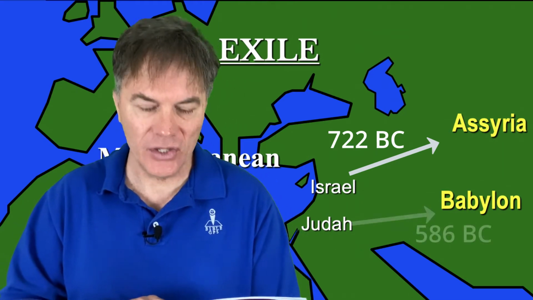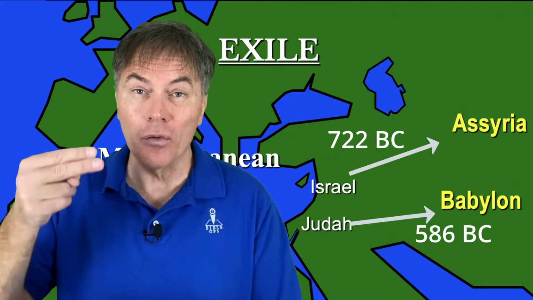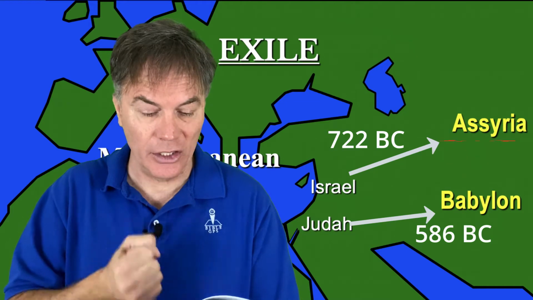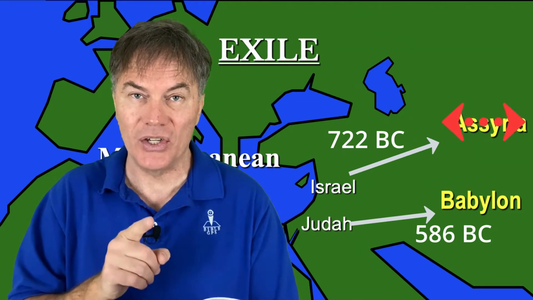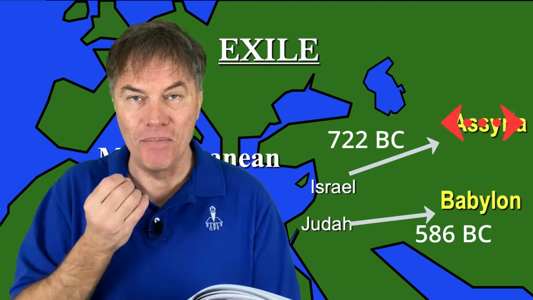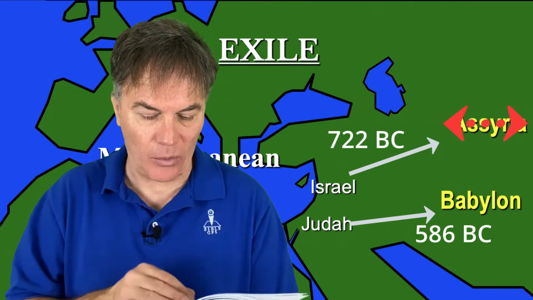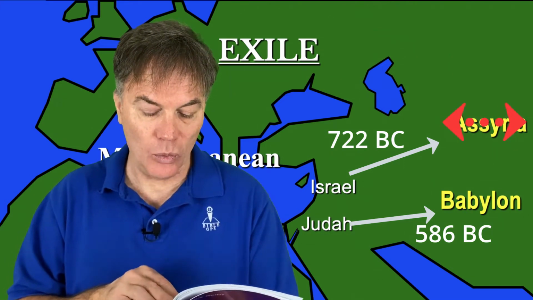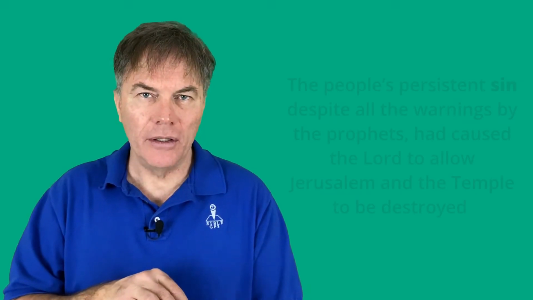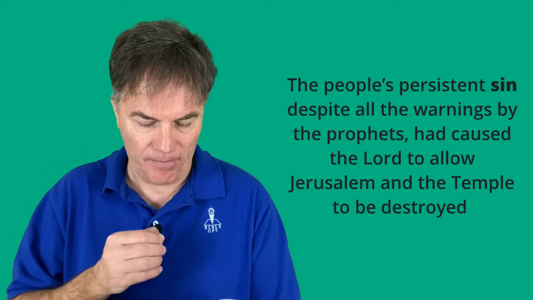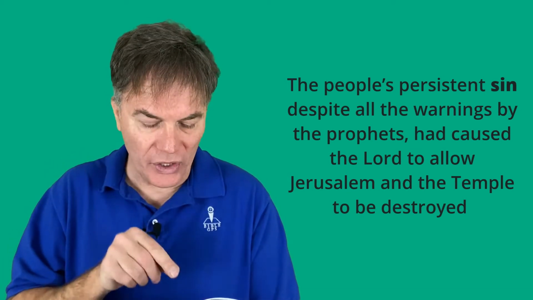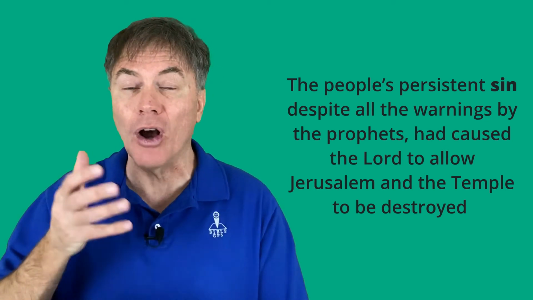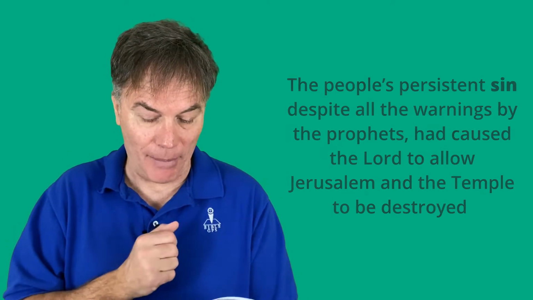Then in 586, you see the end of the southern kingdom. Now, Assyrian kingdom suddenly collapsed in 622 BC when Babylon became the new world power. So Babylon conquered Assyria and they became the new world power. Now, unfortunately, the people's persistent sin, despite all the warnings by the prophets, had caused the Lord to allow Jerusalem to be conquered by the Babylonians.